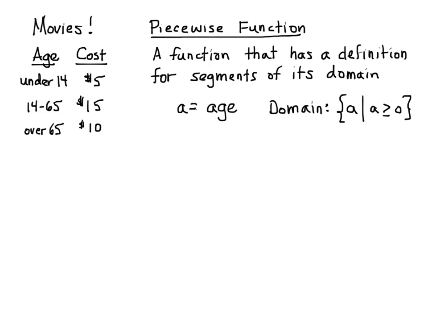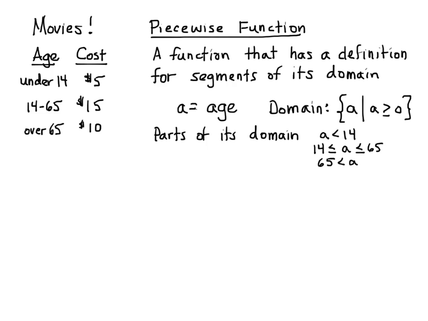So the domain of this thing is that if A is an age, the domain is the set of A such that A is greater than or equal to 0. That's a statement of the domain. But the parts of its domain are these things, right? Where you're either under 14, you're between 14 and 65, or you're over 65. So these together make up that domain, right?